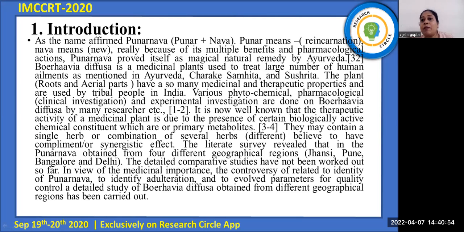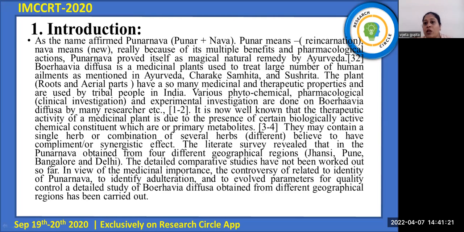Boerhavia is a medicinal plant used to treat a number of diseases. In Ayurveda, Charak Samhita and Sushruta Samhita, the plant has a tremendous role in curing disease. It has so many medicinal and therapeutic properties and is used by tribal people in India. Various phytochemical, pharmacological, and experimental investigations have been done on Boerhavia diffusa by many researchers.